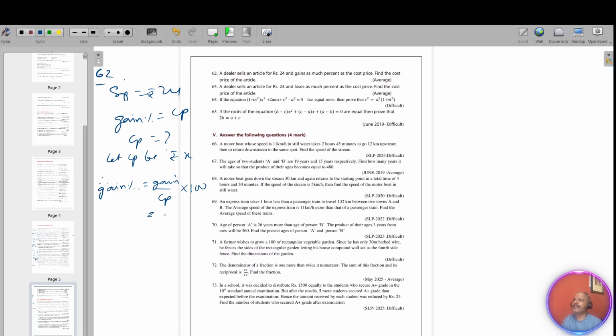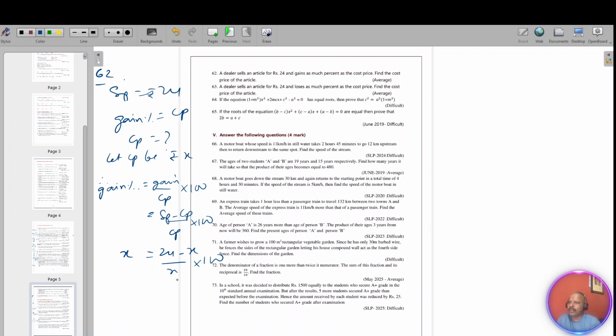What is gain? When there is a gain, SP is always more. So SP minus CP by CP into 100. What is SP? 24. Gain percent is the same as CP, right? So it will become X. CP is X, so X by X into 100. Observe this: gain percent is gain by CP into 100. Gain is again SP minus CP by CP.